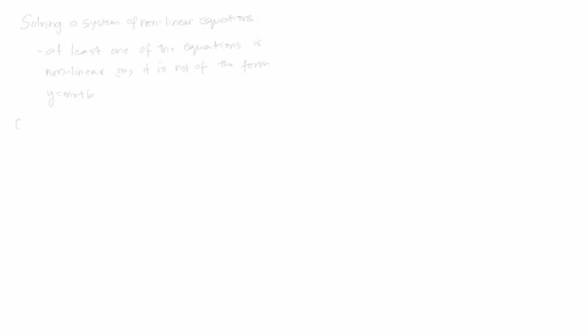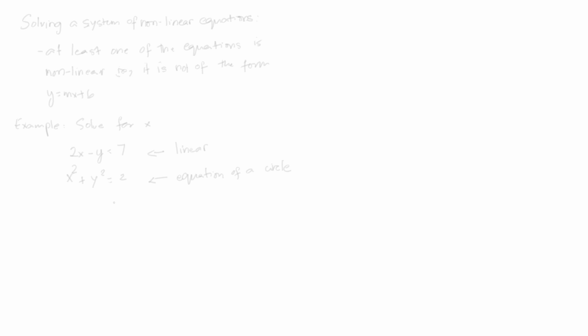Let's take an example. So for x, 2x minus y equals 7, x squared plus y squared equals 2. Just by looking at these two equations, the first equation is linear. The second equation, however, is not linear. It's actually the equation of a circle.